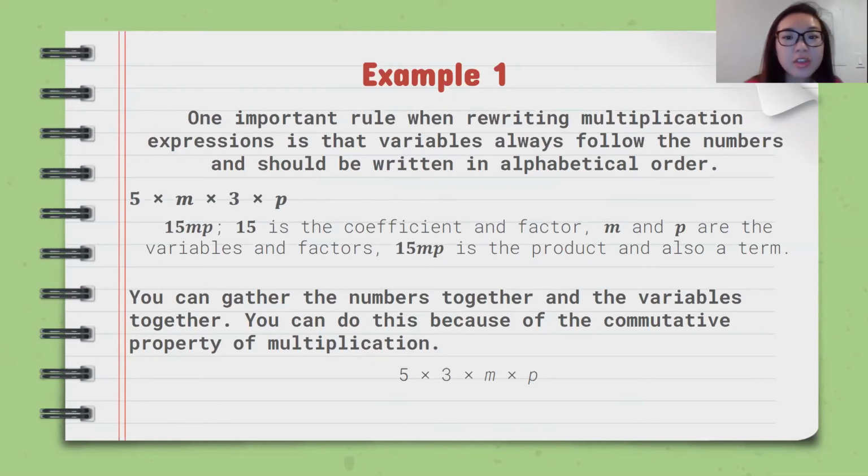So you can gather the numbers together and the variables together. You can do this because of the commutative property of multiplication. Like we were talking about earlier, you can combine them all together because of the commutative property.